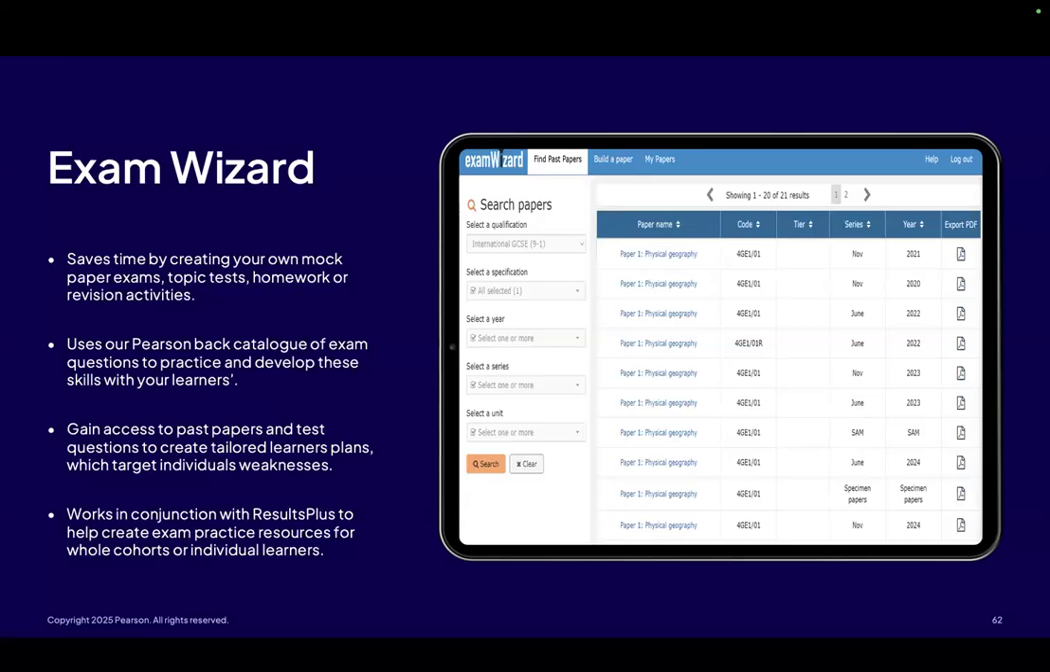Exam Wizard is also really useful, and it's a tool that produces exercises and past papers for students to study or in classroom tests.